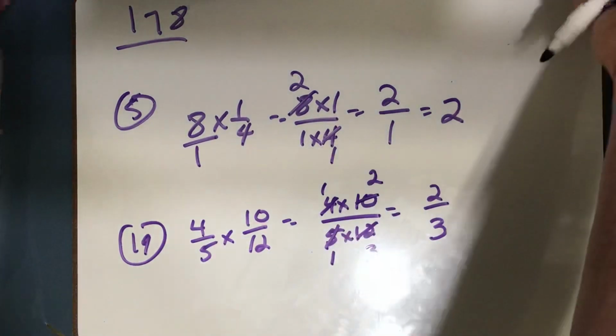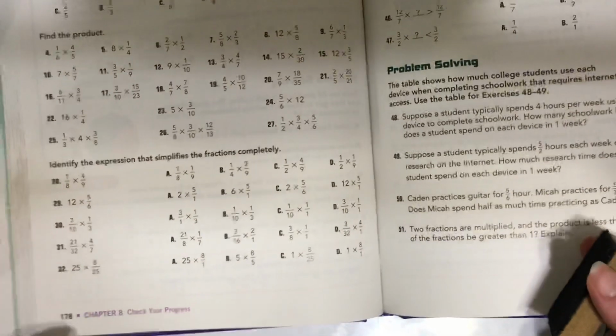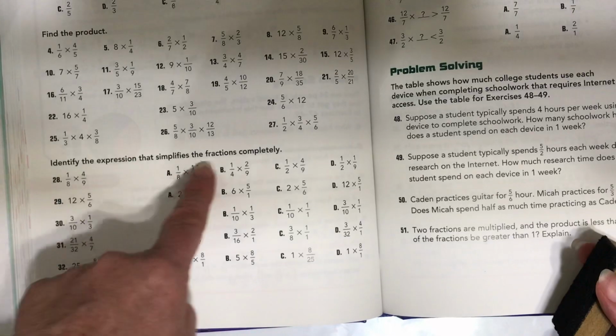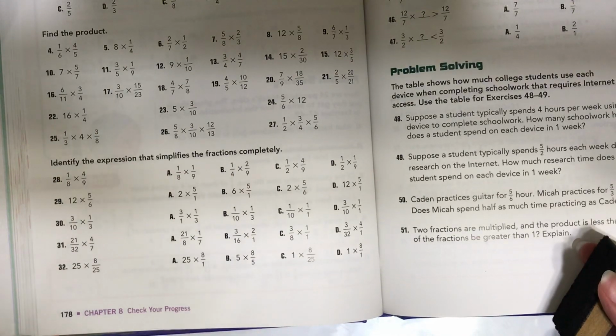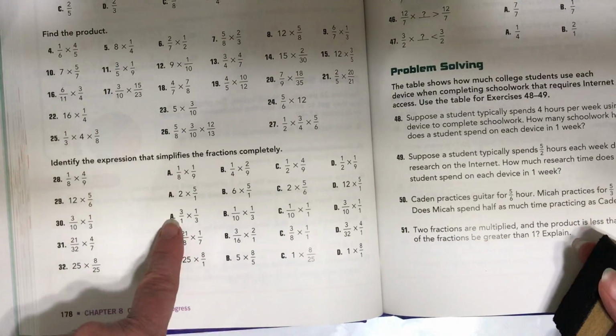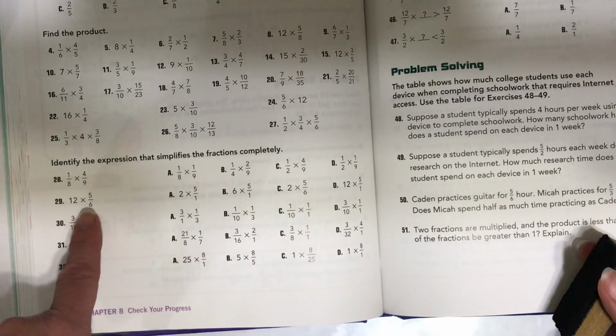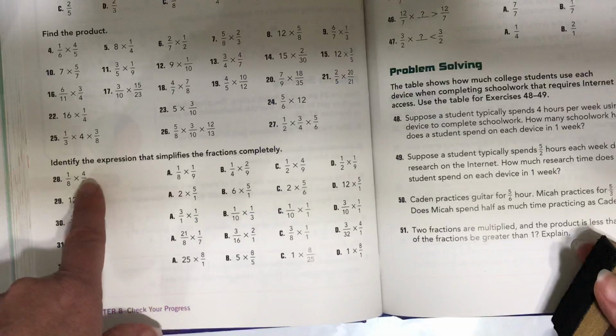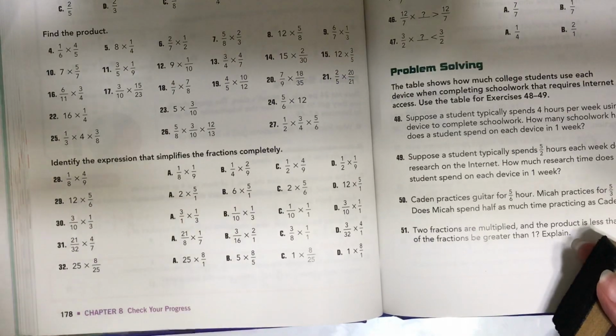Now on the next part, on 178, it tells you to identify the expression that simplifies the fractions correctly. You are not actually solving. You are just looking to see which one would be the way you would simplify it before multiplying.